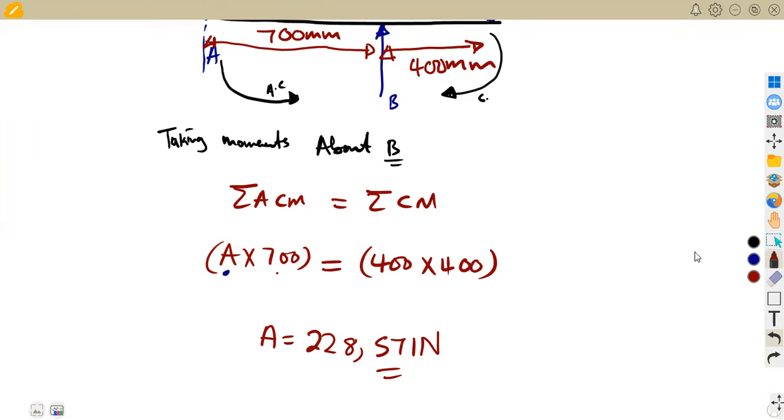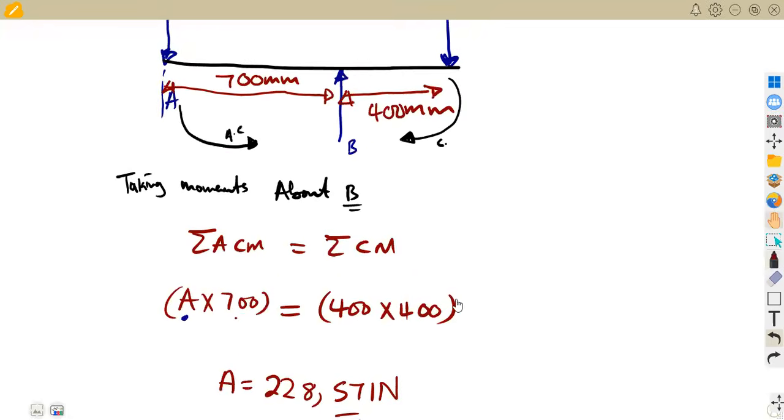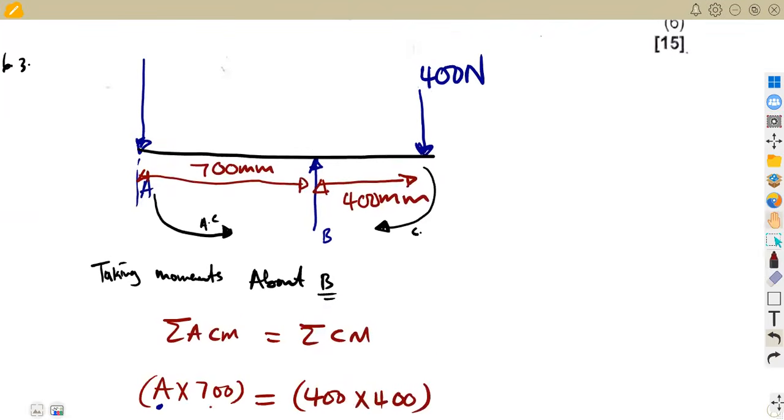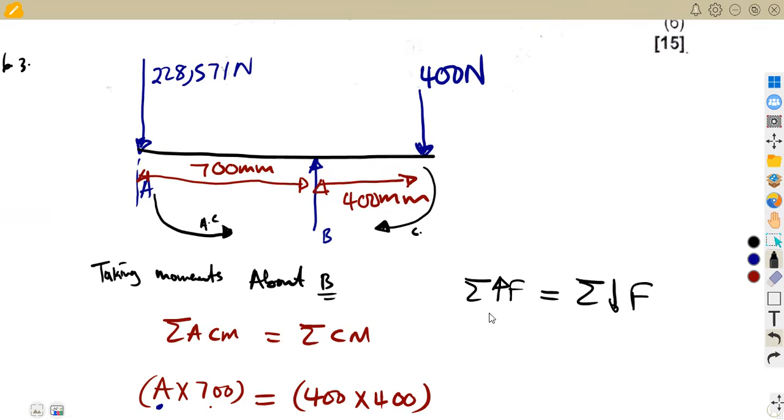If you want, you can consider again the moments, but here we can simply take that we have this value of A. A is a downward force, a point load. So we have the value of A in this case, which is 228,571 Newton. How can we find the force for B? For B, we are simply going to consider the sum of upward forces. We know that the sum of upward forces should be equal to the sum of the downward forces. The force going up, which is the force at B, is our upward force, and should be equal to the downward force.